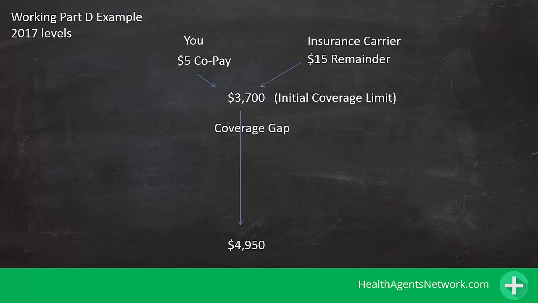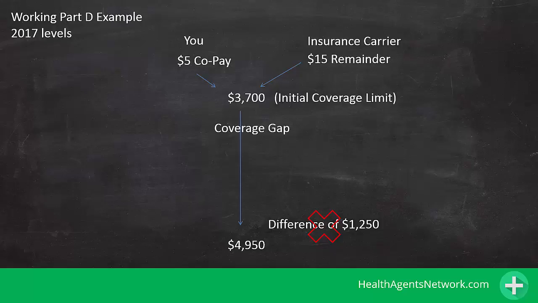Now you may be thinking to yourself, Mike, that's not so bad. That's a difference of $1,250. Well, you have to remember, the same people that wrote the tax code also designed this plan, so it's not that simple. So ignore that $1,250, because once you hit the initial coverage limit, things change. So to get the initial coverage limit, it counts all the drug costs. Once you hit it, though, it only looks at yours.